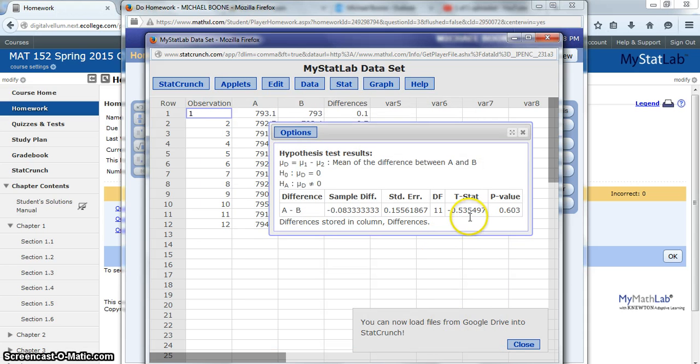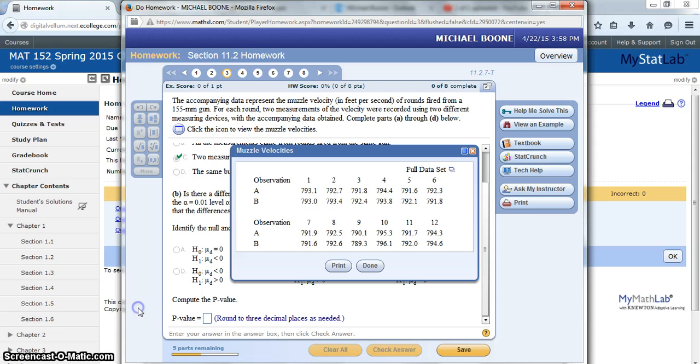So it gives me a t-stat of negative 0.535497. So I think these are asking for how many decimal places? 3 decimal places for the p-value. Oh, I was doing the test statistic.